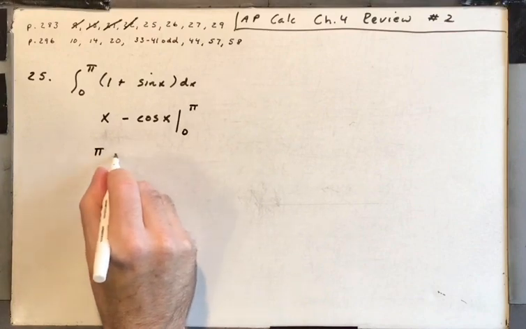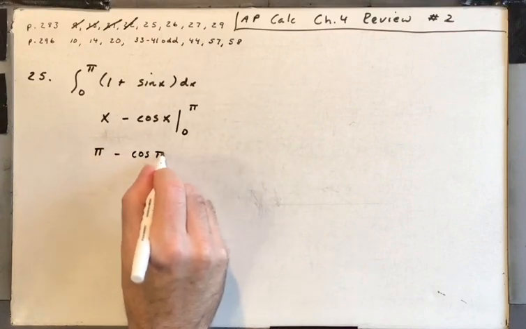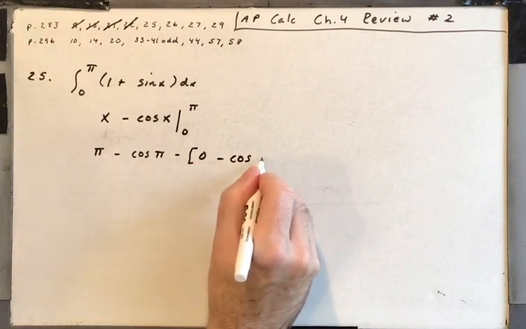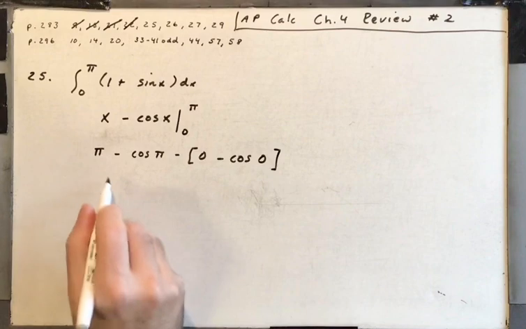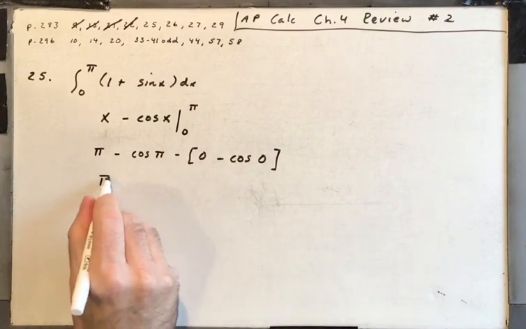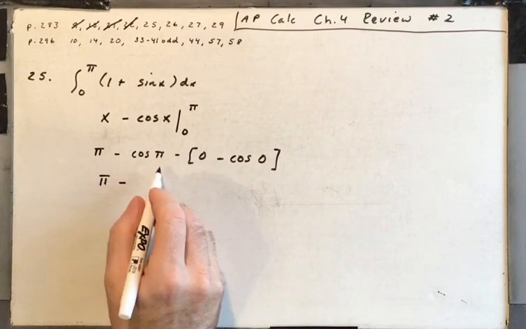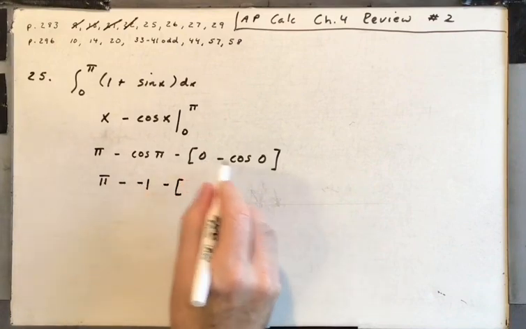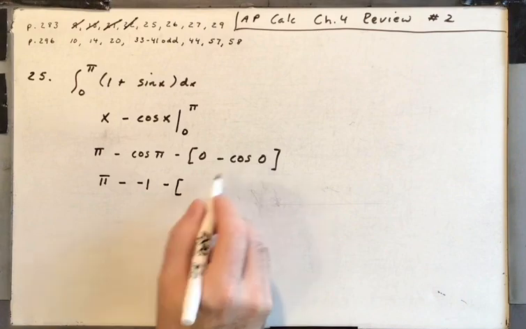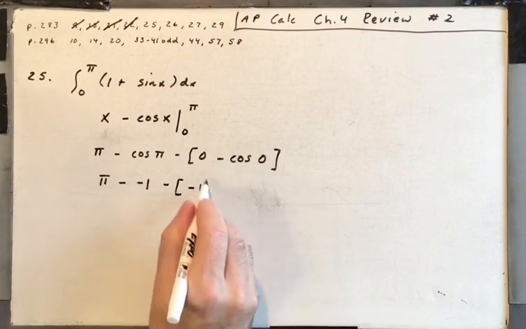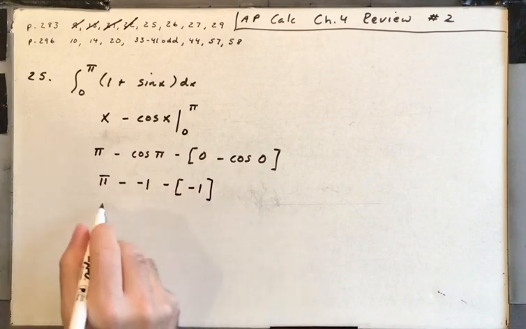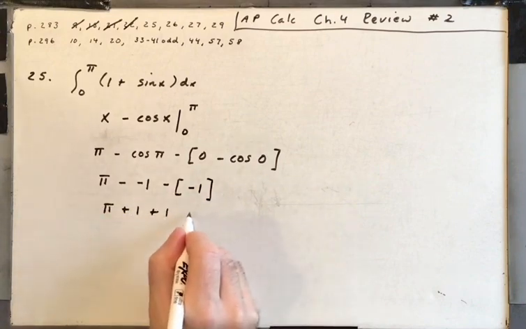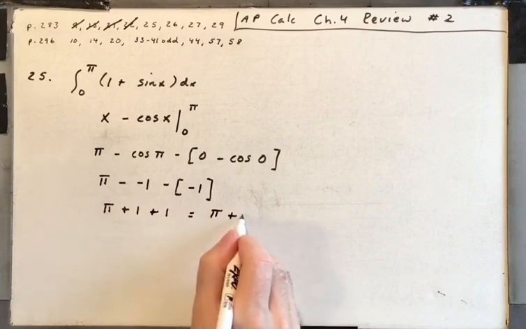So it's going to be pi minus cosine of pi minus 0 minus cosine of 0. Cosine of pi, that's going to be pi minus, what's the cosine of pi? Get that unit circle out. Negative 1 minus 0 minus, what's the cosine of 0? It's 1, so negative 1. 0 minus 1, negative 1. Pi plus 1 plus 1, pi plus 2.